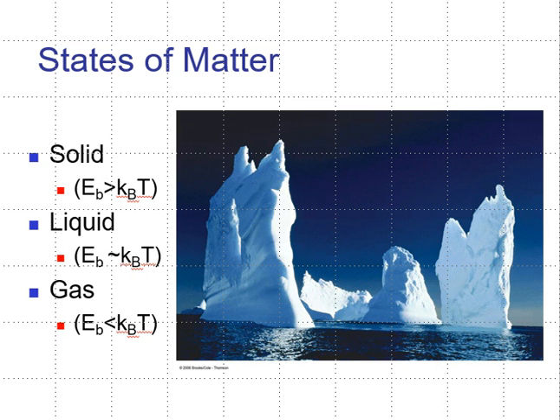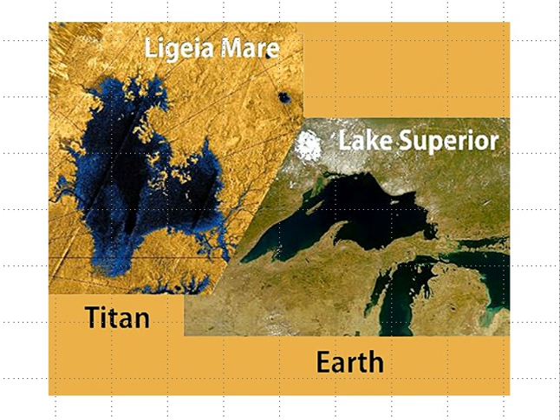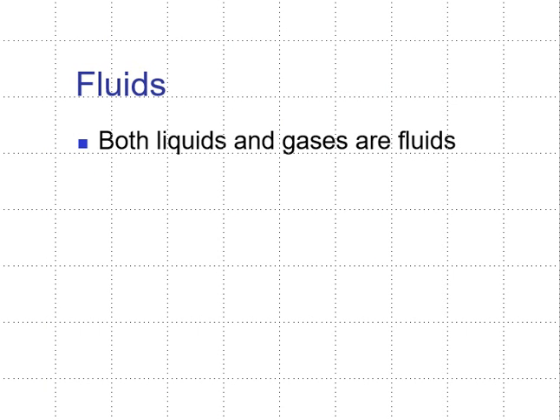So liquids are kind of rare in the solar system. For example, on Earth we have liquid water, but we don't really find a lot of liquids on other solar system bodies, except maybe for the moon Titan, where we have liquid hydrocarbon lakes. So a fluid can be both a liquid and a gas. So breathing, circulatory systems, these are all examples of fluids.